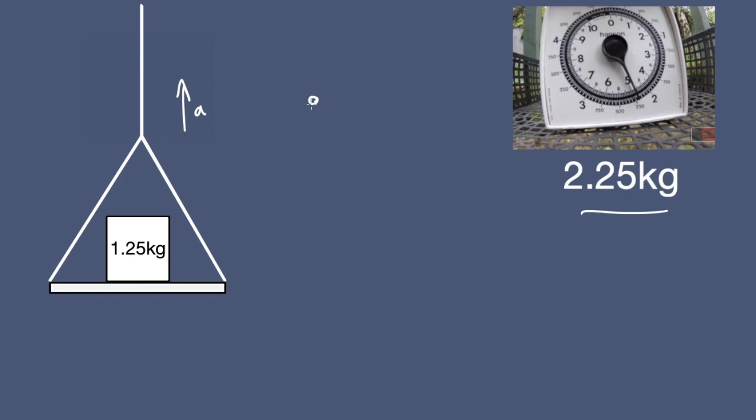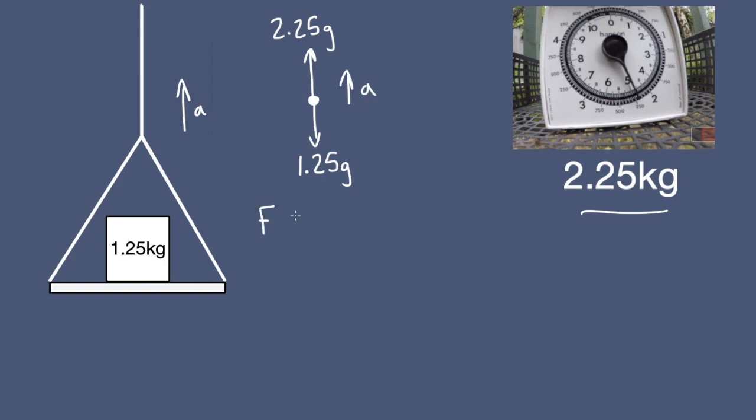If we think about our point here, our mass at the bottom of our lift, its force down all the time must be 1.25 g. Okay, that can't change. That's just the weight of this particle. But we're being told by the scales that it's actually going up with a force of 2.25 g. Okay, I know this is in kilograms, but kilogram scales are actually force scales. So it's 2.25 g going this way. The acceleration is in this direction.